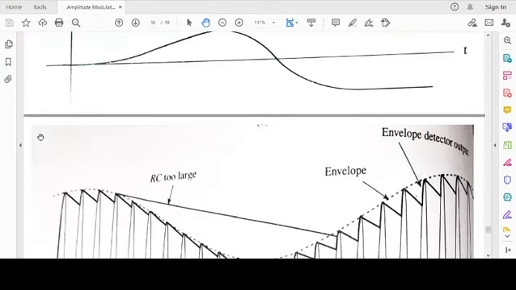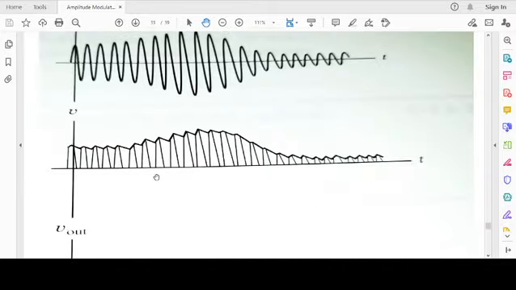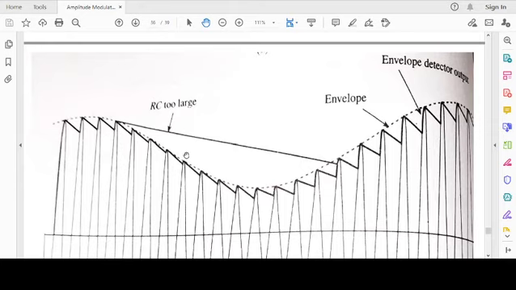The choice of RC, as we have discussed, is that 1 by RC should be much greater than W and much less than fc. You see here the envelope detector output with the ideal RC that you want. The capacitor charges. When the signal falls below that level, it discharges slowly, and when the signal again rises, it charges, and so on and so forth. So there are these sharp, small kinks and edges present. Fine. That can be removed by the filter.